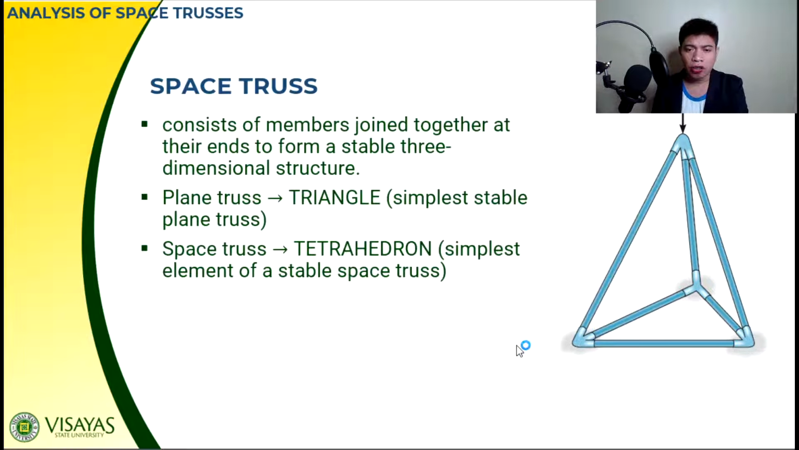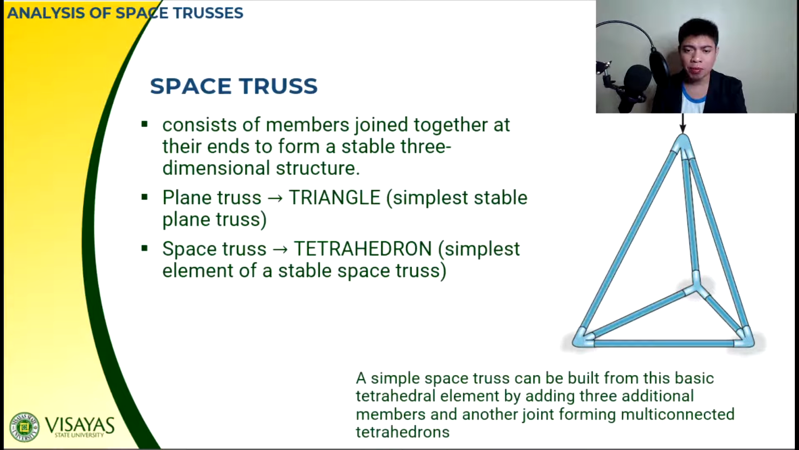Okay? So, yun. Kung sa plane truss, guys, ay meron tayong tinatawag na simple plane truss. Dito sa space truss, ay meron din tayong tinatawag na simple space truss. So, para makagawa ng isang simple na space truss, we can build it by starting with the basic tetrahedral element katulad nito, and by adding 3 additional members and another joint forming a multi-connected tetrahedron. So stable ang mabubuo natin doon, and that is called a simple space truss.